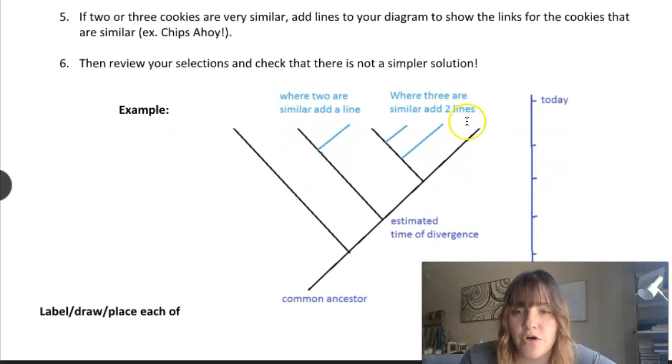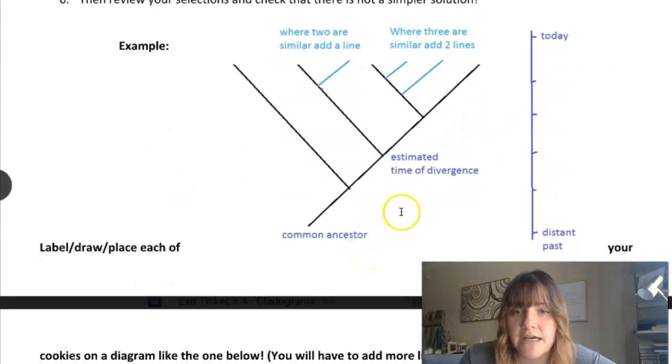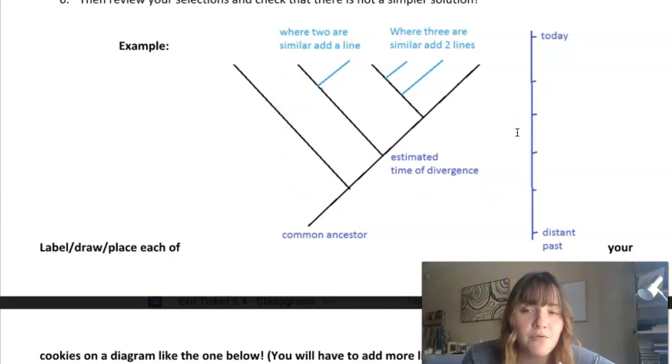So this is an example of what a cladogram looks like. And I'm going to go more into depth about what these mean, but it's fun to try it on your own before we jump into what they actually mean.